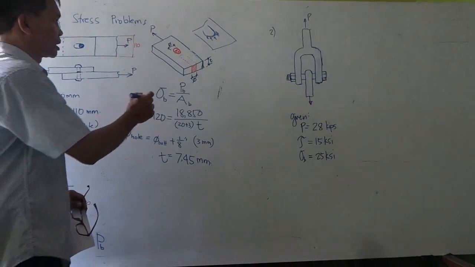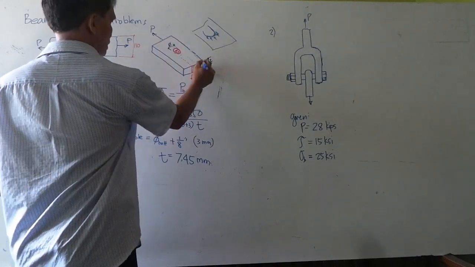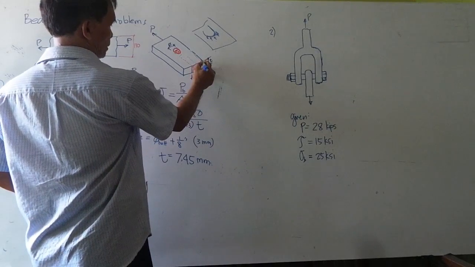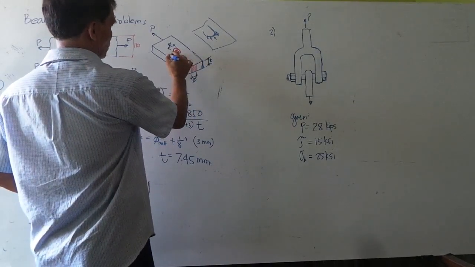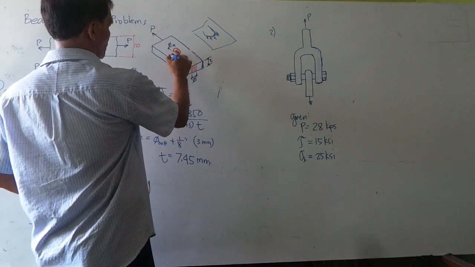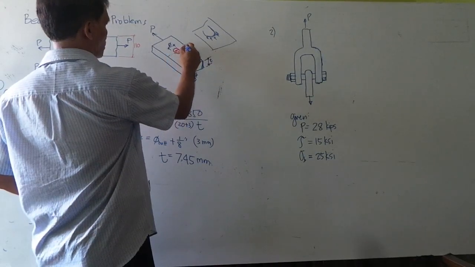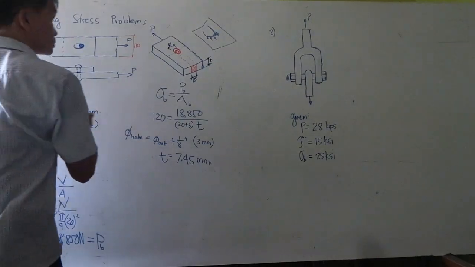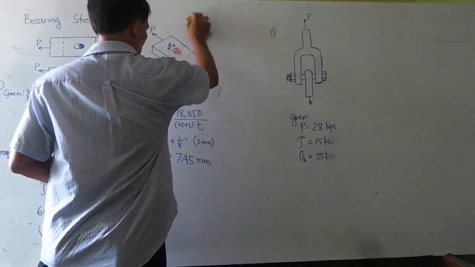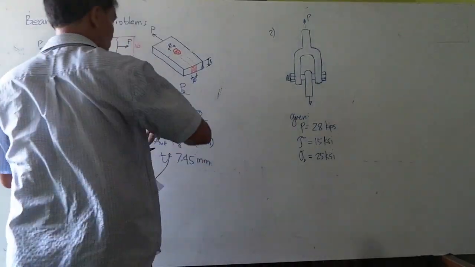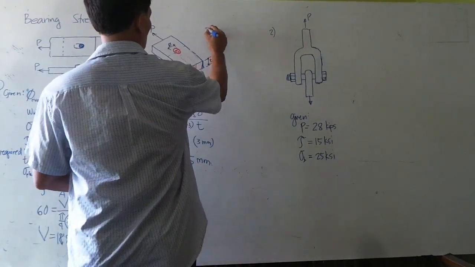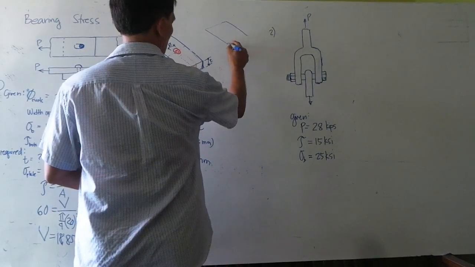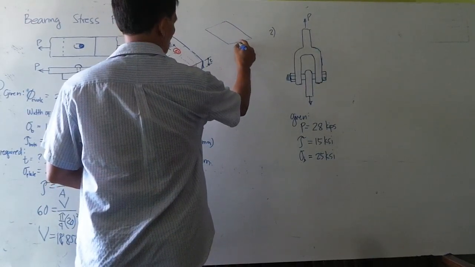Next problem is what is the stress of the plate. The stress of the plate now considers the hole area. There are two possibilities where the plate may crack at the hole. This is now your plate, and this is the hole.